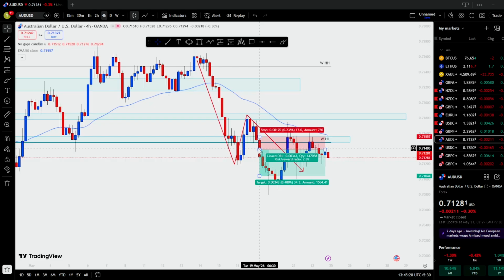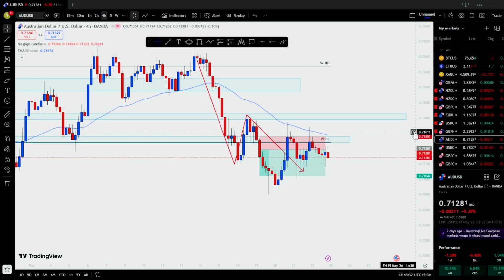I enter short at 0.71387, stop loss at 0.71557, just above the zone, so I'm protected against the wick. And take profit at 0.71044. That gives me a 1:2 risk to reward ratio. I risk 100 and I make 200.